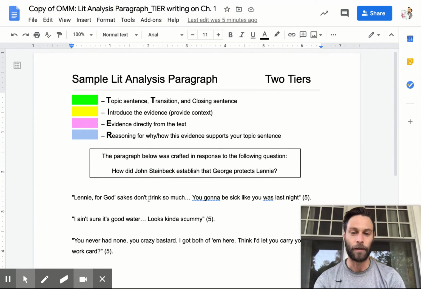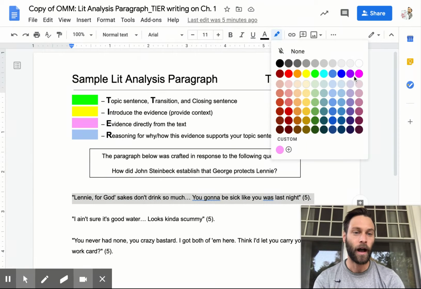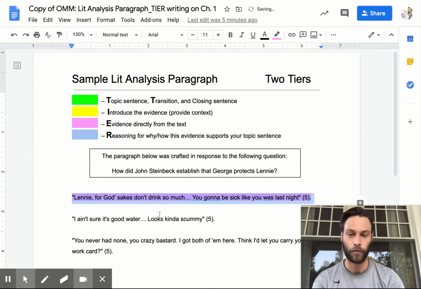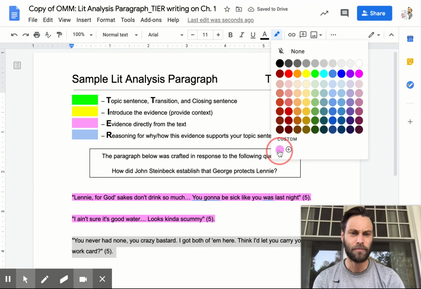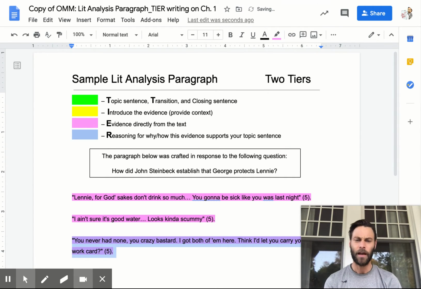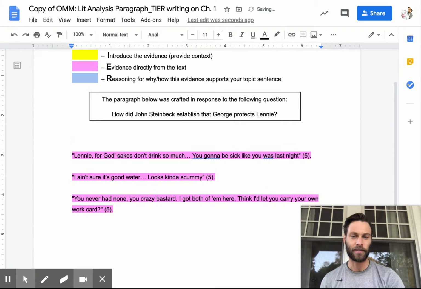So the question then becomes, how do we go about turning this into an actual paragraph? Well, I'm going to start just by highlighting really quickly here, because we know that these are going to be our pink sentences. These are going to be our pieces of evidence. But we need to figure out how they actually fit within a full paragraph here. So these are going to be the ones that I'm working with.